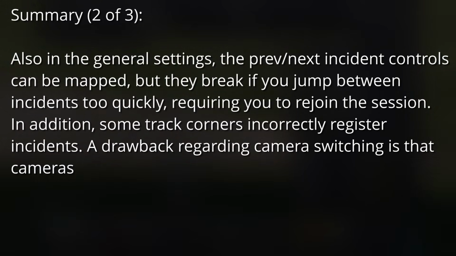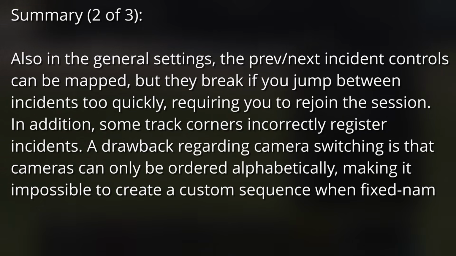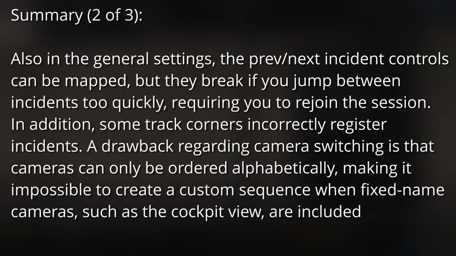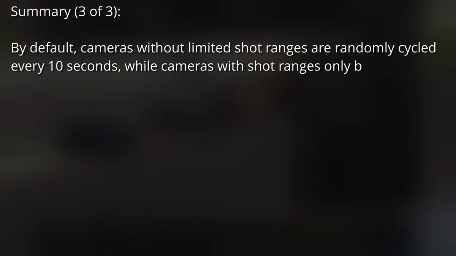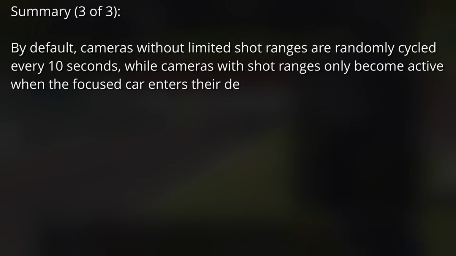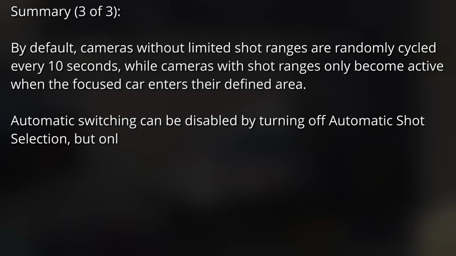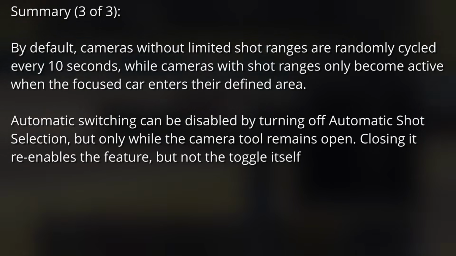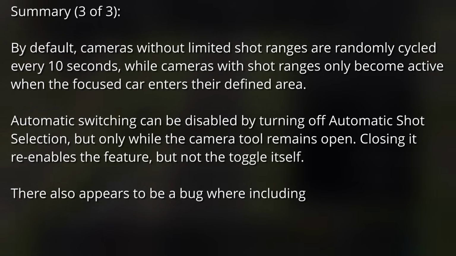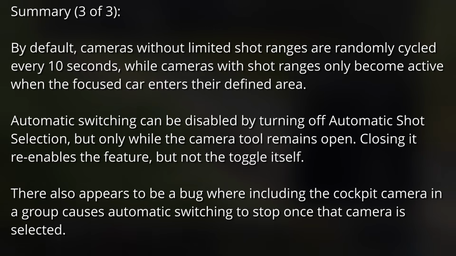In addition, some track corners incorrectly register incidents. A drawback regarding camera switching is that cameras can only be ordered alphabetically, making it impossible to create custom sequences where fixed name cameras, such as the cockpit view, are included. By default, cameras without limited shot ranges are randomly cycled every 10 seconds, while cameras with shot ranges only become active when the focused car enters their defined area. Automatic switching can be disabled by turning off automatic shot selection, but only while the camera tool remains open. Closing it re-enables the feature, but not the toggle itself. There also appears to be a bug where including the cockpit camera in a group causes automatic switching to stop once that camera is selected.